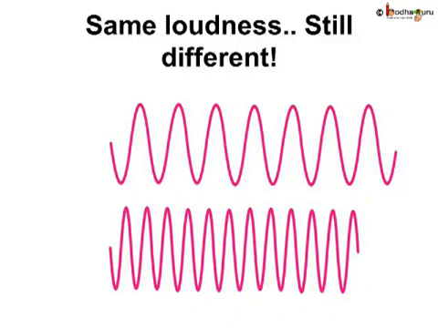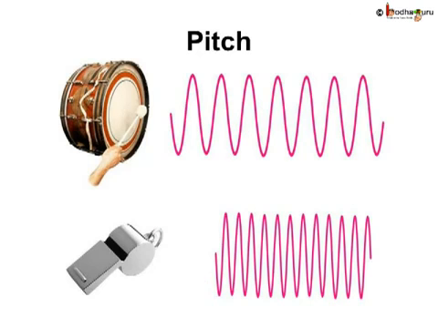Here, the loudness is kept the same, still the sound is coming out different. So what is different here? The slowness or highness of sound is the pitch. The pitch of sound depends on how fast the object vibrates.